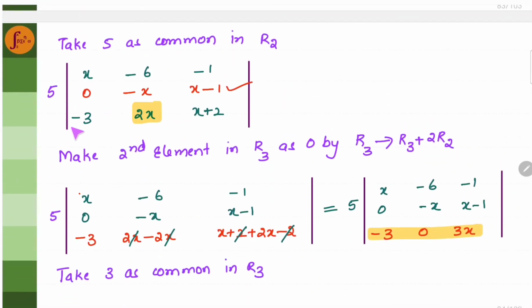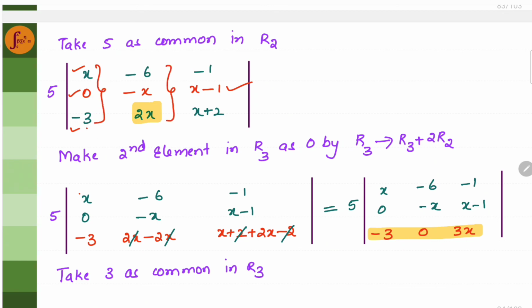Because if you can make another element 0, then you can expand the determinant directly. So you have already 1 0 here. You need another 0 in this particular column. You can see if you can make minus 3 as 0 or x as 0. There is no way you can make x as 0 because there is nothing here by which you can make x as 0. Can we make minus 3 as 0? No, we cannot make minus 3 also as 0 because with these elements you can't make this as 0. So now what next? We cannot do anything with this.